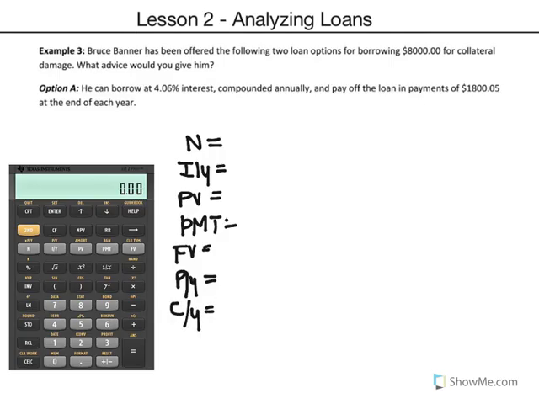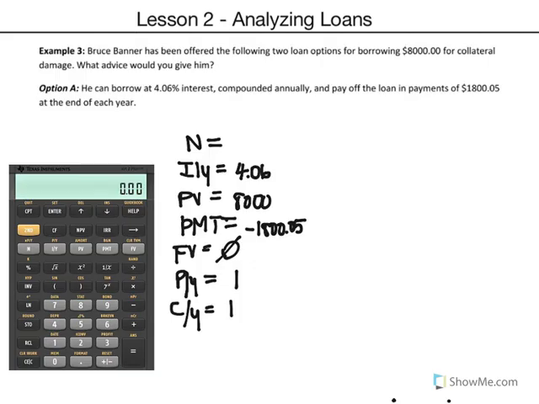So we have 4.06 is our interest rate. Our present value is $8,000. Our payment is negative $1,800.05. Our future value is 0. The payments per year are 1 because he's making it at the end of the year, and it's compounded annually, so this is a 1. So you can pause the video and type this into your financial calculator.